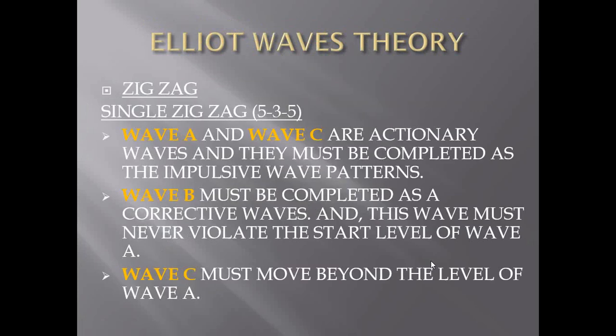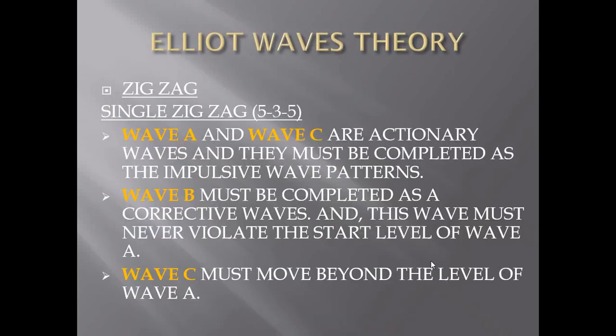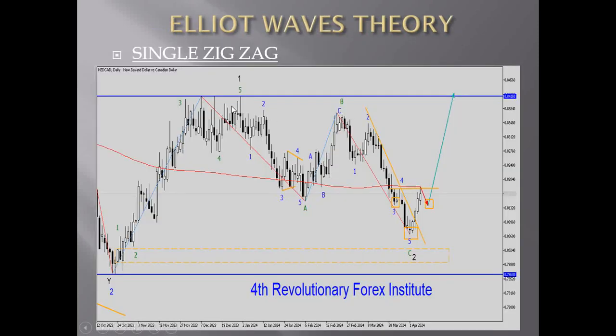So now let's move to the formation. So let's move to the structure of the zigzag pattern. There are two types of zigzag pattern. We have the single zigzag pattern, and then we have the double zigzag pattern. So let's start with the single zigzag pattern. The structure of the single zigzag pattern must be 5-3-5. Okay, this is the structure of the single zigzag pattern. It must be 5-3-5. Let me show you what I mean.